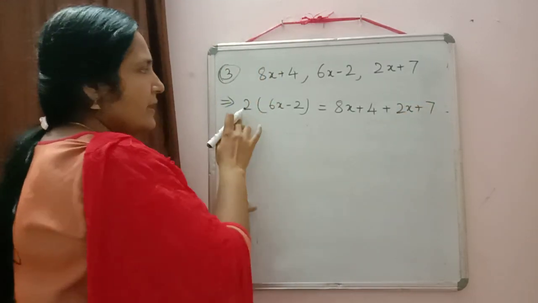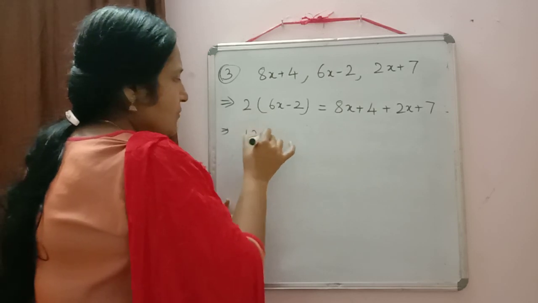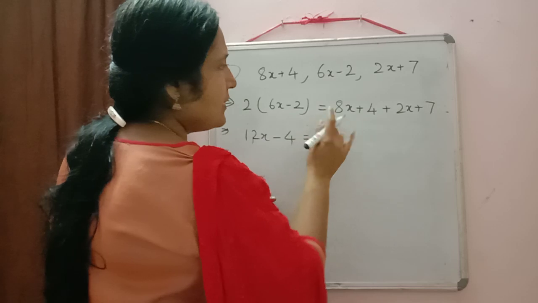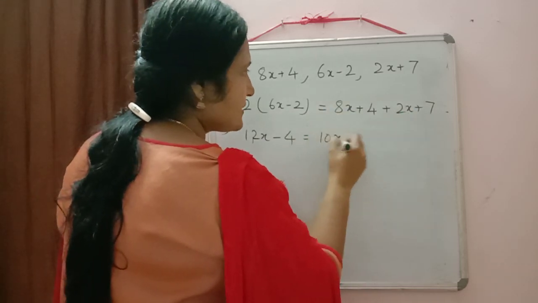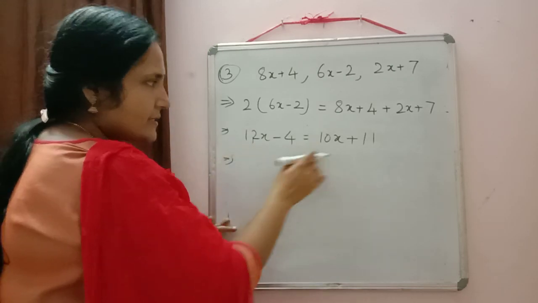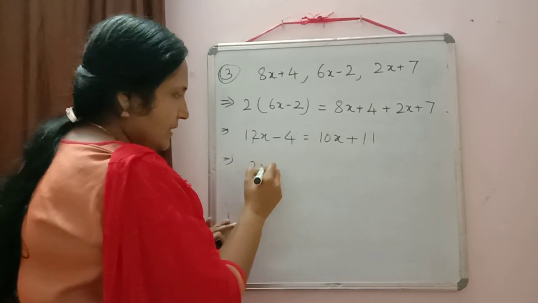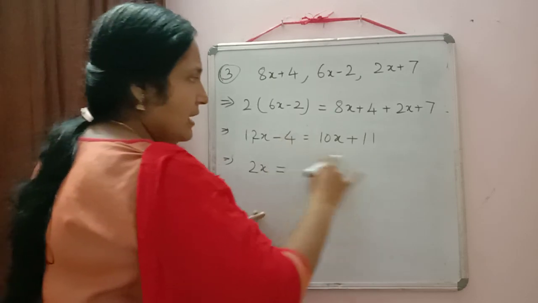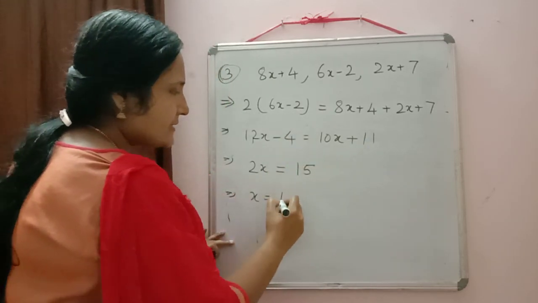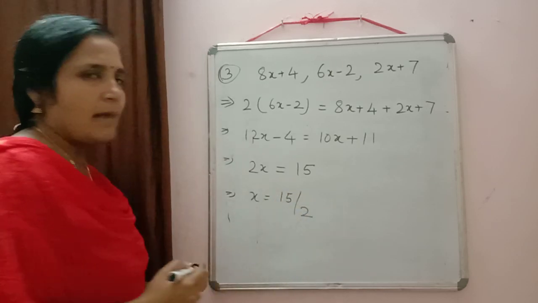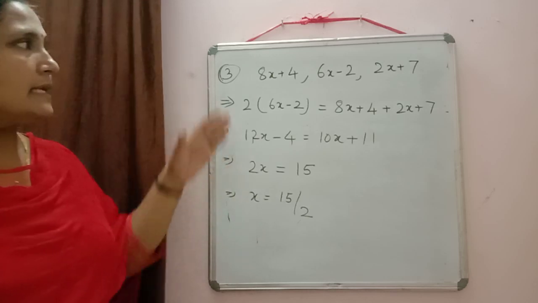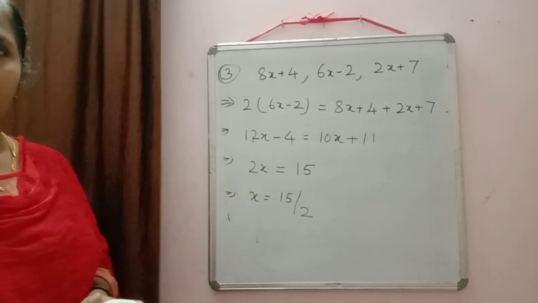8x plus 4 plus 2x plus 7. Again we can simplify it. 2 into 6, 12x. 2 into minus 2, minus 4 is equal to 8 plus 2, 10x. 4 plus 7, 11. So 12x minus 10x. So that will be equal to 2x is equal to 11 plus 4, 15. So what we will get? X is equal to 15 by 2. So in this way we can solve the question if three numbers already given, they are in AP.